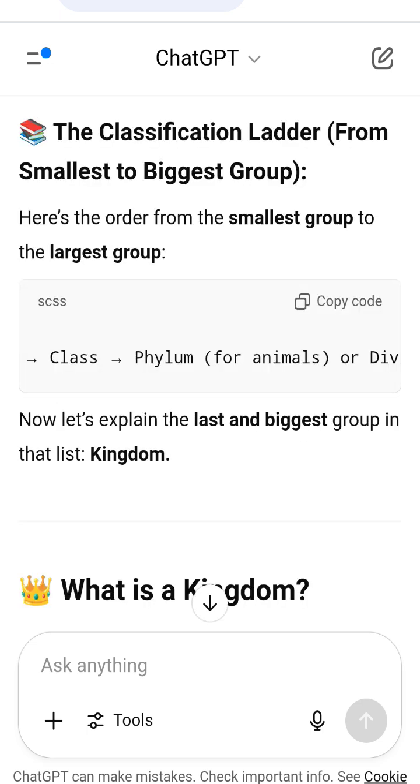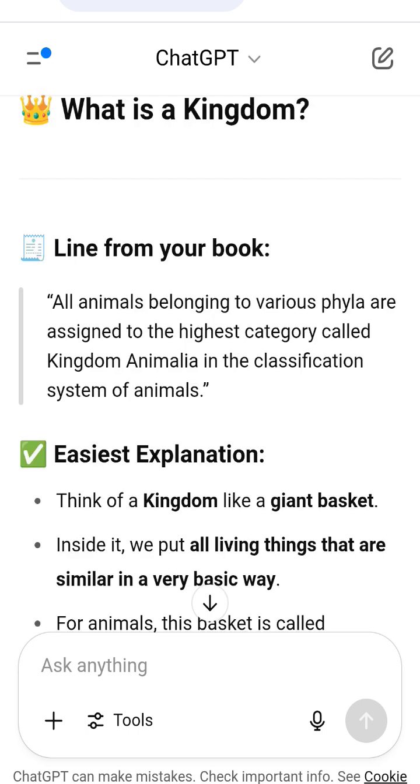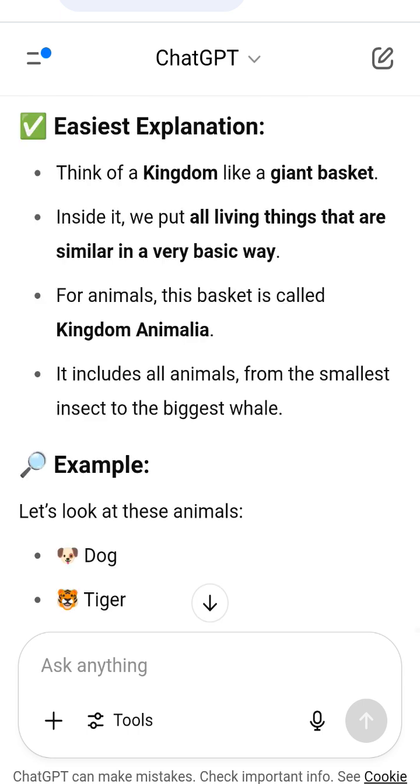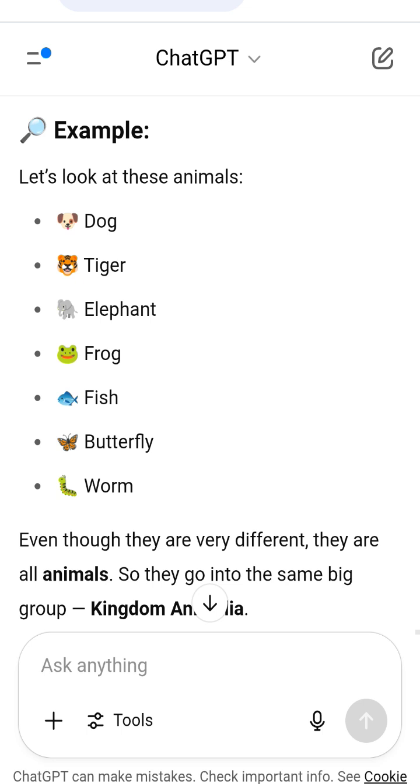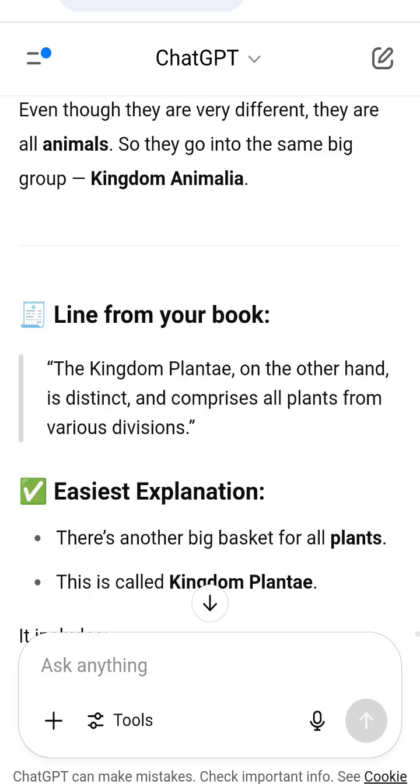Line from your book: Lower the taxa, more are the characteristics that the members within the taxon share. Simple meaning: at the bottom, like species, living things are almost the same. At the top, like kingdom, they are very different, but still have some common traits. Line: Higher the category, greater is the difficulty of determining the relationship at the same level. Simple meaning: the higher we go, the harder it is to say how two living things are related.